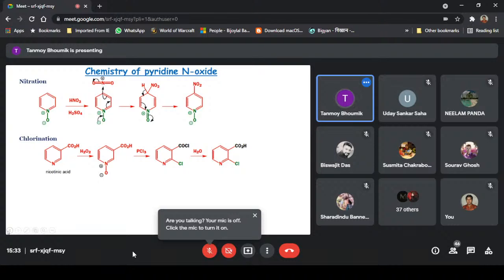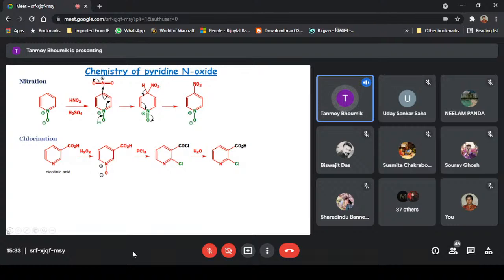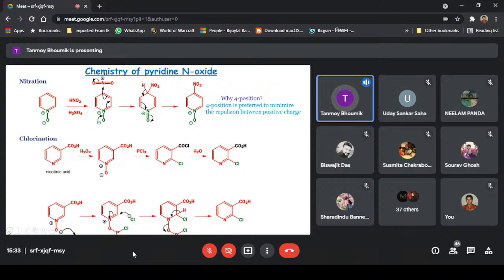Here the pyridinium ion is reacted with nitric acid and sulfuric acid. Immediately the nitronium ion is produced. This nitronium ion reacts at the alpha position, and this makes the nitration process. The chlorination of this reaction is done the same way. First the ipso substitution product is obtained, and then this ipso substituted product takes PCl3, and the ortho position with respect to that group will be substituted.